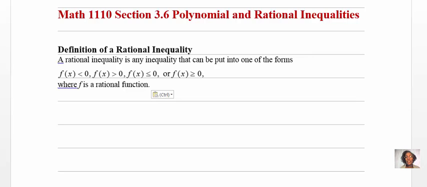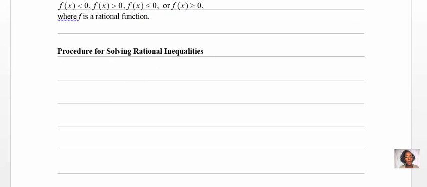A rational inequality is any inequality that can be put into one of the forms f of x less than 0, f of x greater than 0, f of x less than or equal to 0, or f of x greater than or equal to 0, where f is a rational function. So this is our definition of a rational inequality. So we want to look at our procedure for solving these types of inequalities.